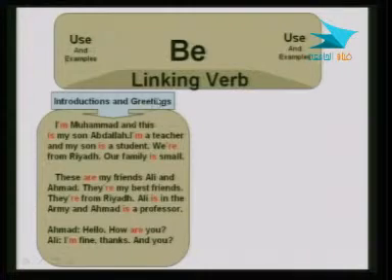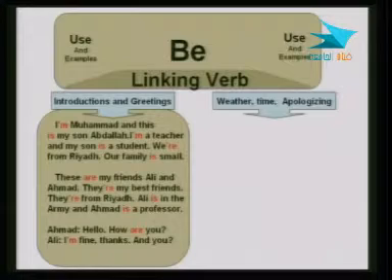And we can also use it for greetings. Look at this short dialogue. Ahmed says, hello, how are you? And then Ali says, I'm fine, thanks. And you? So we also use the verb be for greetings.